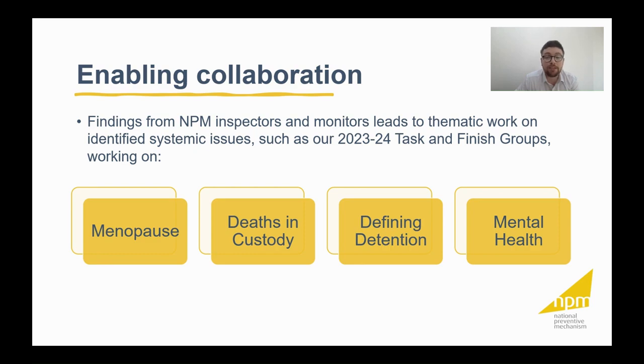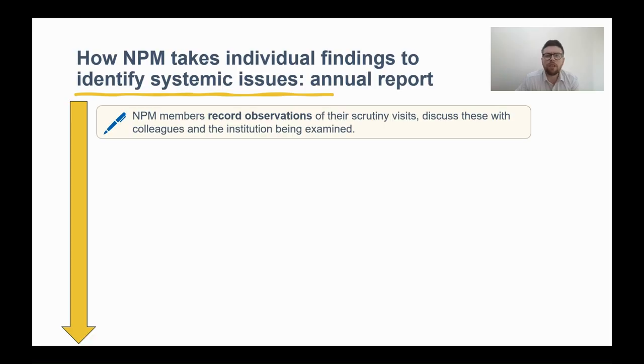Findings from NPM inspectors and monitors lead to thematic work on identified systemic issues, such as our 2023-2024 task and finish groups. Our current focus is menopause in detention, deaths in custody, defining detention, and mental health, and there'll be further material on that in the future. We'll now take you through a few examples of how your findings practically influence the work of the NPM and the treatment and conditions of people held in detention settings.